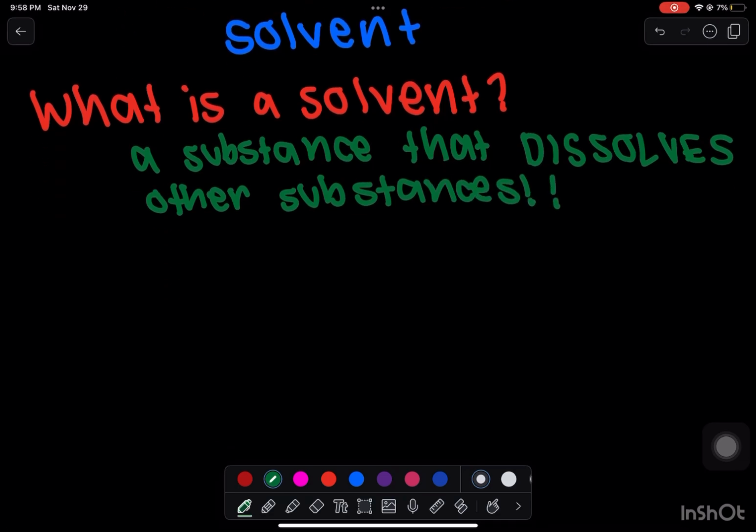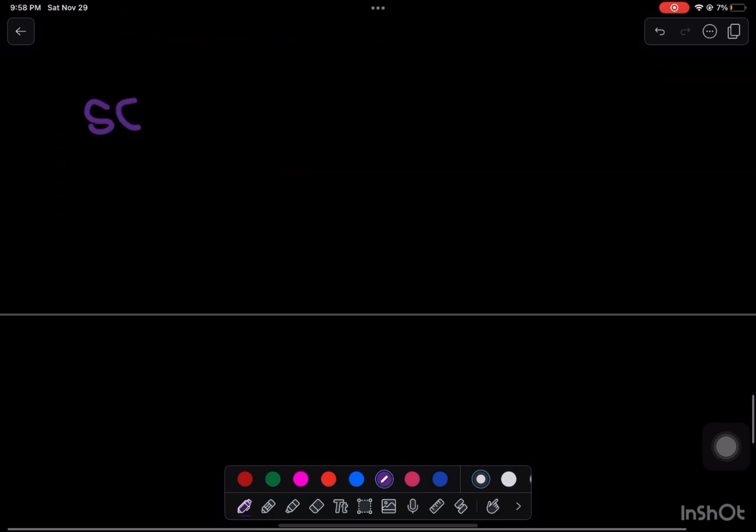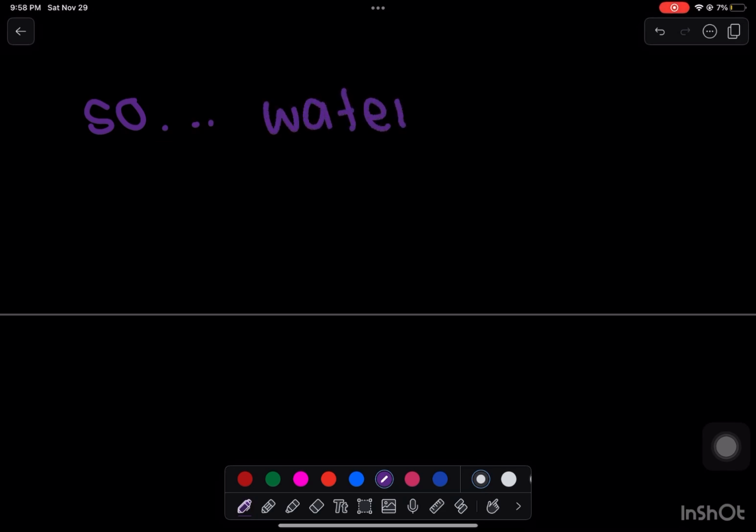So, what is a solvent? As you may have been able to tell based on what I just said, a solvent is a substance that dissolves other substances.